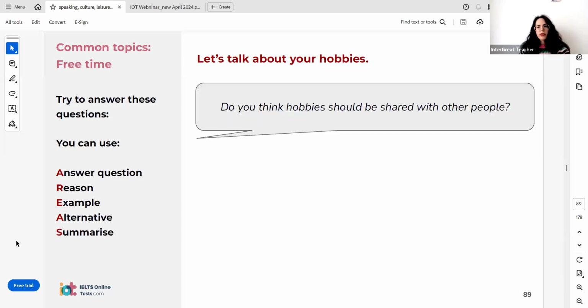Now I'm going to give you a minute. I would like you to prepare an answer using this strategy. Answer the question, give reason, example, alternative, summarize. But remember, this is part one. So your answer is supposed to be quite short. So one sentence for each would be enough. The question is this: do you think hobbies should be shared with other people? Let's get a couple of answers.